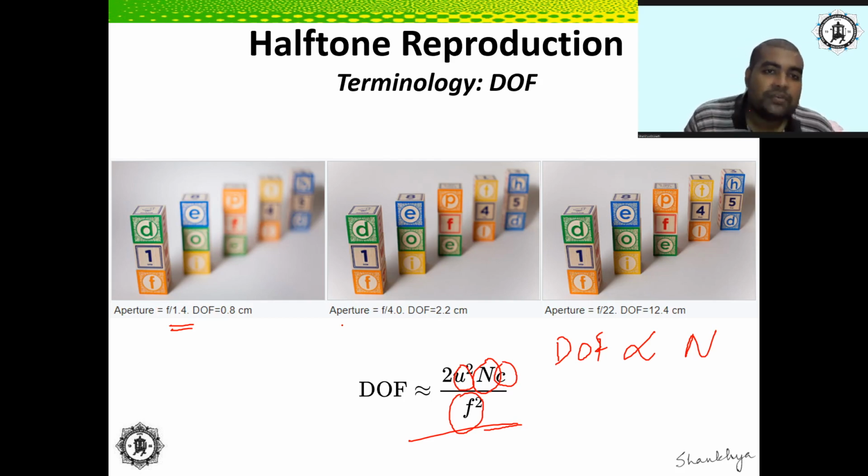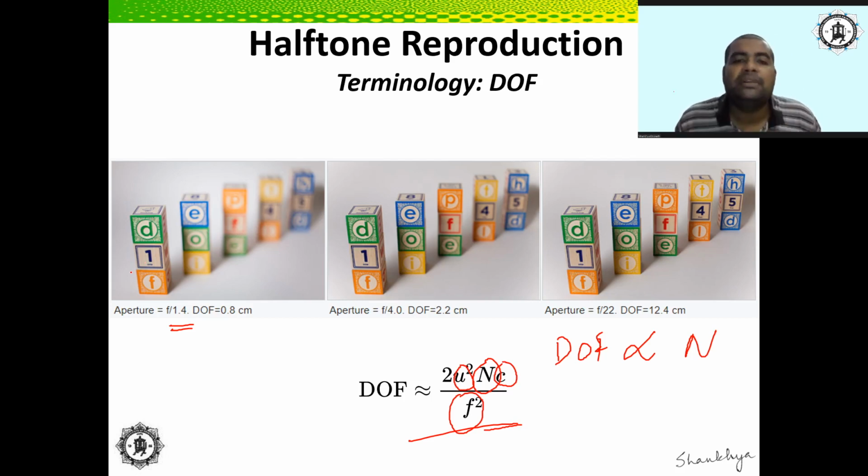Now, from this equation, that is DOF is approximately equal to 2u square N c over f square, where u is the distance from the object to the camera or the lens, N is the f number, c is the circle of confusion, f is the focal length of the lens. We can see from here that DOF is directly proportional to the f number. That means when f number increases, depth of field increases. See, this is an image.